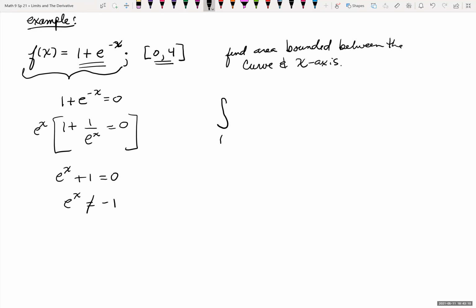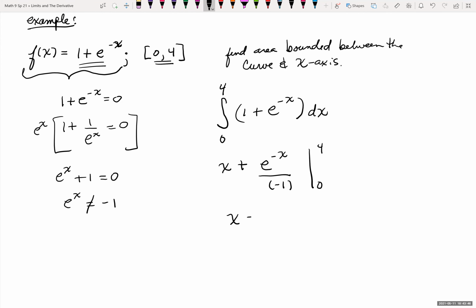And so to find the area, we're looking at the definite integral from 0 to 4 of 1 plus e to the negative x dx. So no substitution is needed. We can go ahead and take the antiderivative of 1, which is x, plus the antiderivative of e to the kx. So that's e to the kx, which is e to the negative x in our case, all over the coefficient that is in front of our x, which is negative 1. It's bounded between 0 and 4. So we're looking at x minus e to the negative x from 0 to 4.